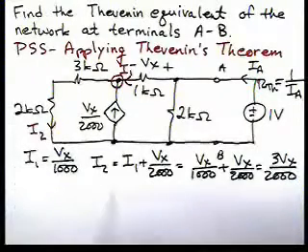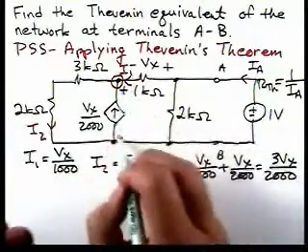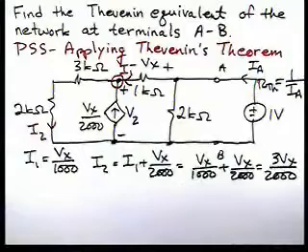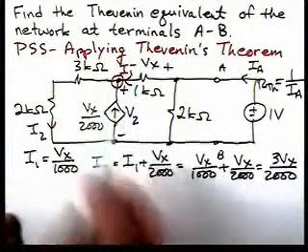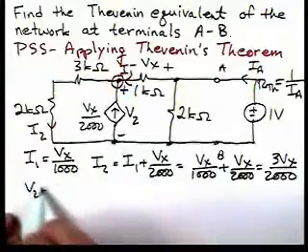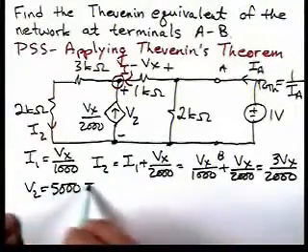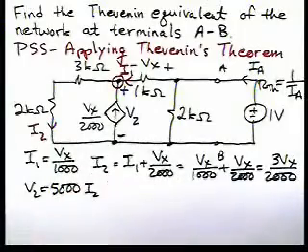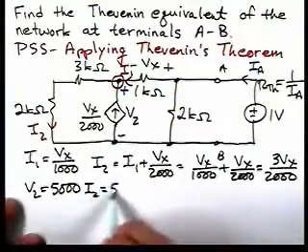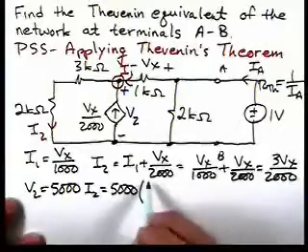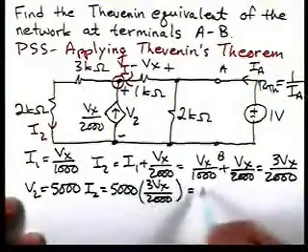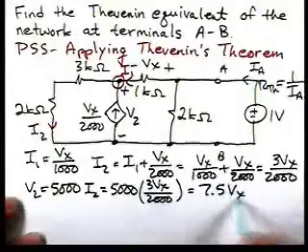Also, let's define this node voltage as V2. And if we look at the circuit, V2 is 5,000 times I2. I2 flows through here, so V2 would be 5,000 times I2. So that's 5,000 times 3 Vx over 2,000. That'll give us 7.5 Vx.